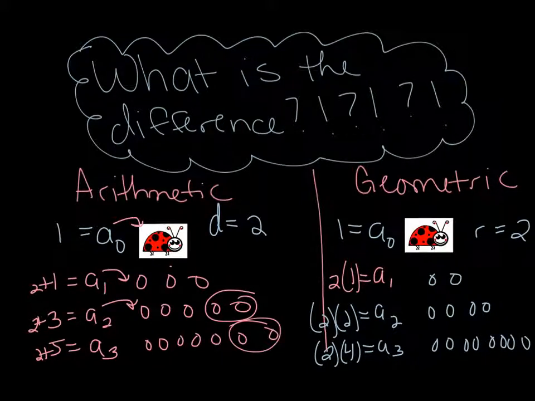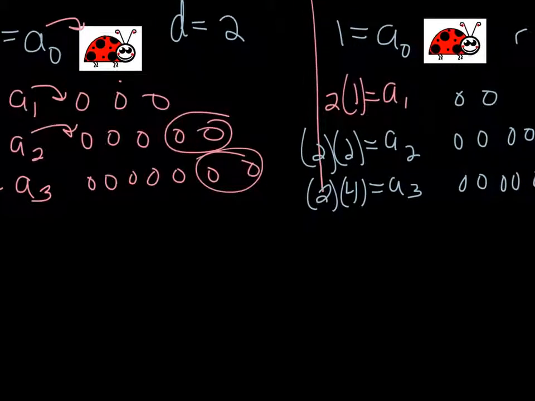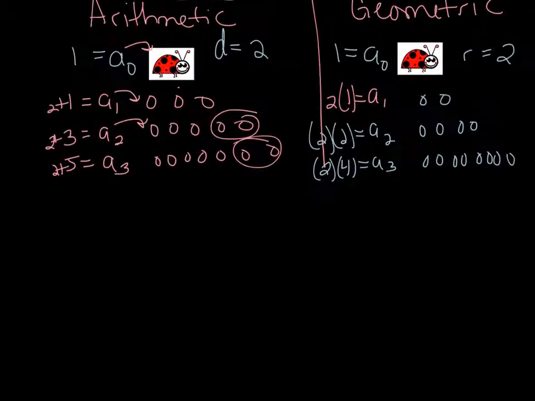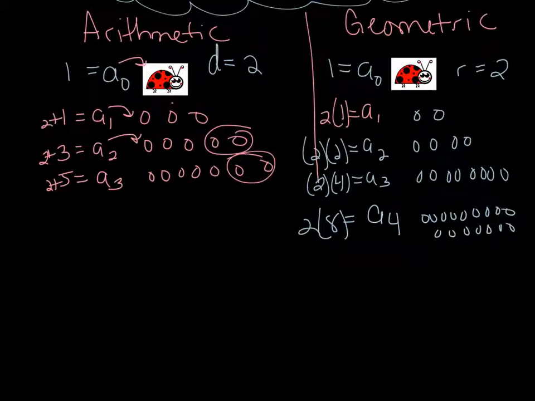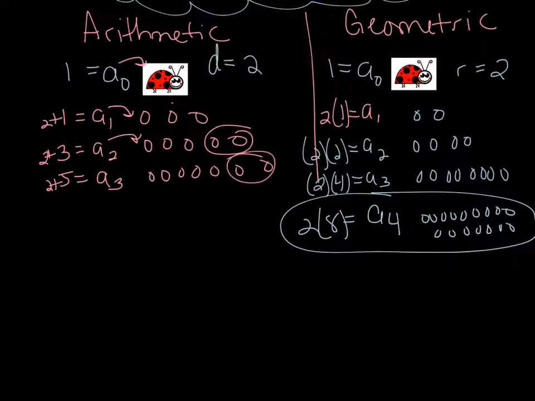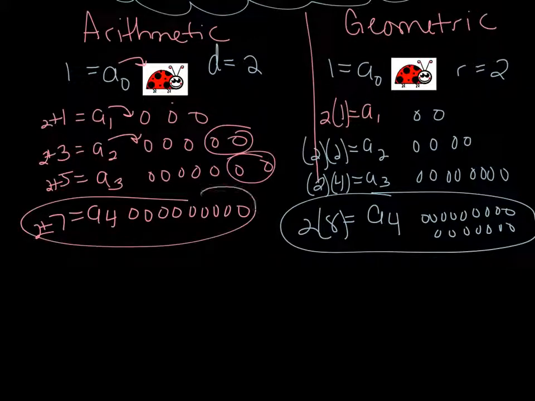Now, this is where things get really different, because if you remember, exponential functions grow very fast. So at a4, you're going to have 8 times 2, which gets you 16 ladybugs. Okay, that's for a4. And then a4 for the arithmetic means that you have 7 to start, add 2, that's just 9. Clearly you can see the difference here. This does not grow as fast as this.